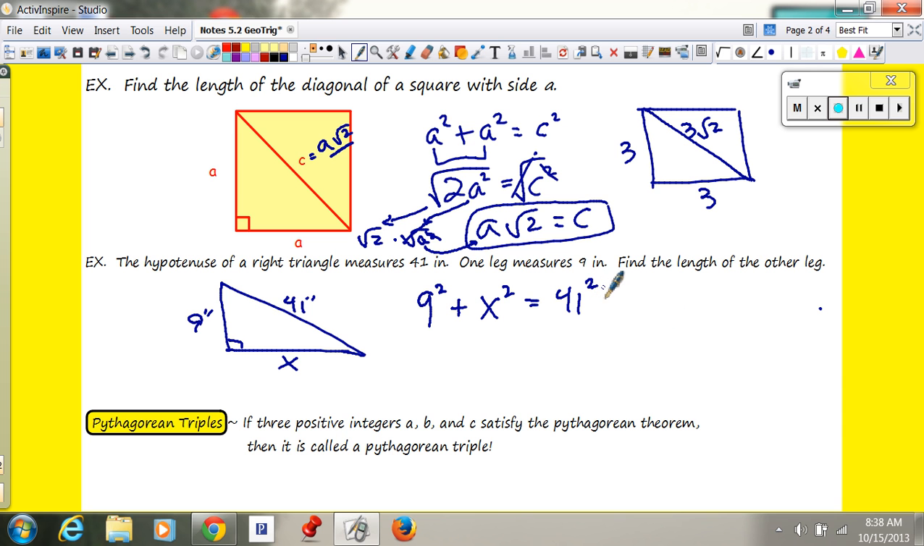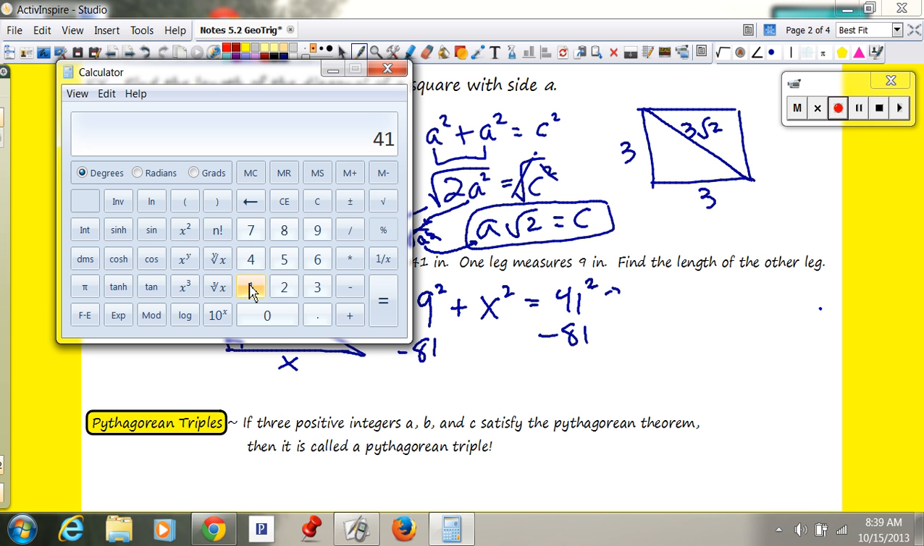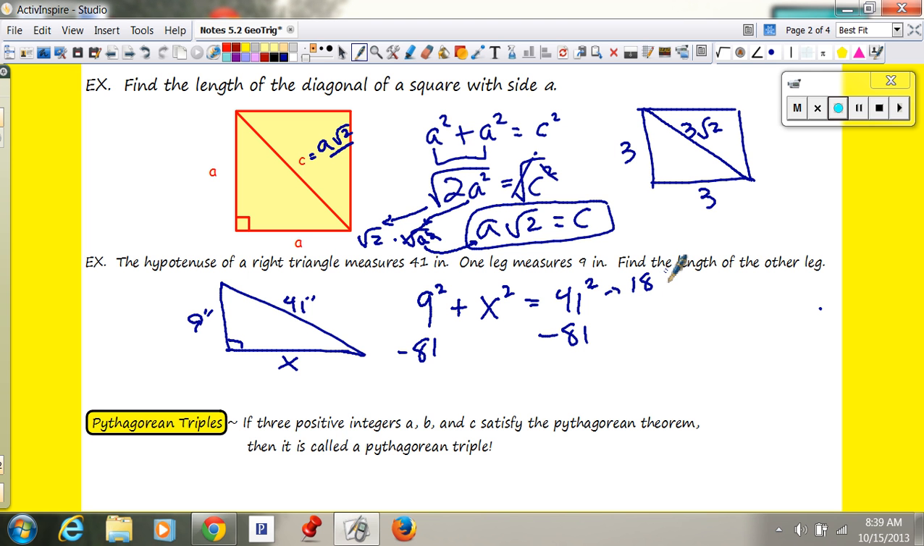Could you still solve for x here, even though it's on the same side with this 9 squared? Yeah, you're going to basically subtract 81 on both sides. You know why I'm subtracting 81? Because 9 squared is 81, right? So let's find out what 41 squared is first. 41 times 41. Let's see what that is. 41, and we'll hit the x squared button, and you get 1681. 1681 minus 81, you're going to get 1600. x squared equals 1600.